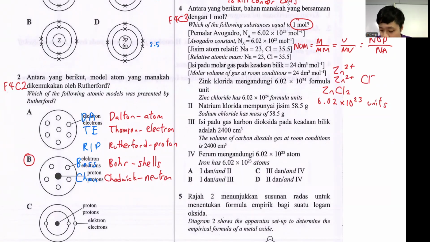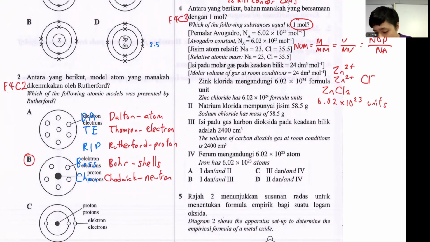Yeah, so that's why you just use this value, multiply by 3, then you get 1.806 times 10 to the power of 24. But Teacher, which is also not matching. Sorry? Why 3, teacher? If they ask for how many ions, they got 3 ions.